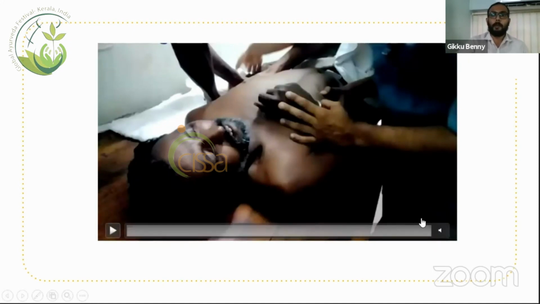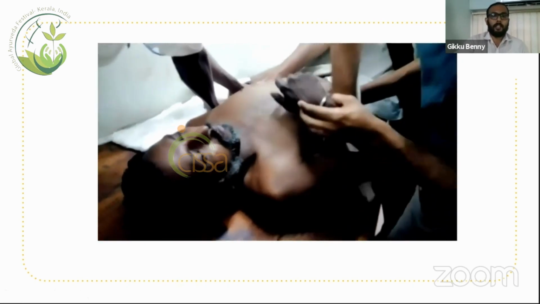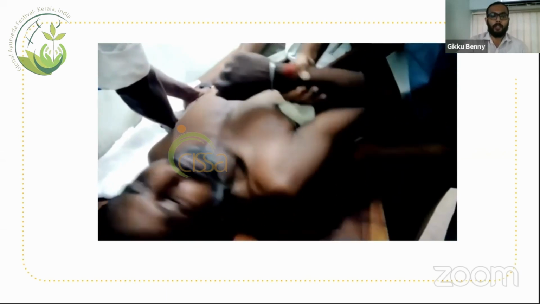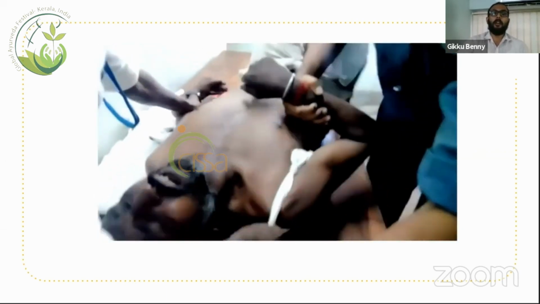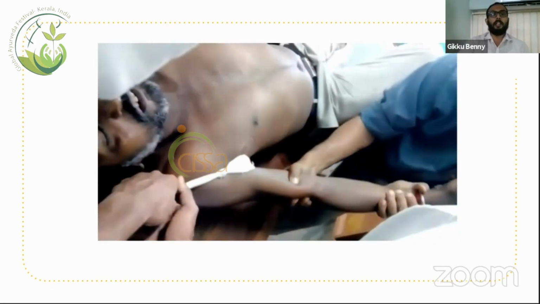We can opt for this particular method also, if needed. This is Koch's method. In Koch's method, along with the traction, there should be a counter traction also, and counter traction should be given by an assistant like this. Then traction is given along the line of the humerus, then external rotation is done, then adduction up to the midline of the chest, and at last medial rotation.